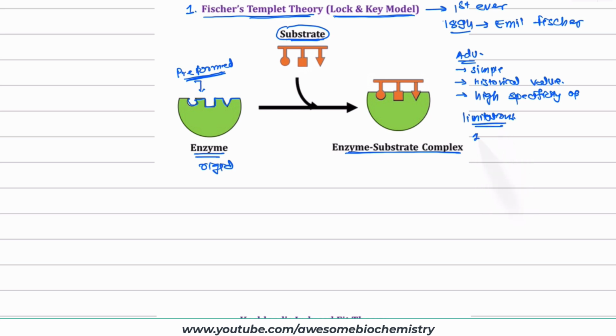The first limitation is that as the enzyme is rigid and its active site is preformed, we can say that the enzyme is not flexible, right? So this theory cannot explain the allosteric modulators. We know that allosteric modulators are molecules which influence the binding of substrate with the enzyme. And that influence can only be through a flexible nature of the enzyme. And as in this theory it is rigid, the allosteric modulators' effect cannot be explained by Fischer's template theory.